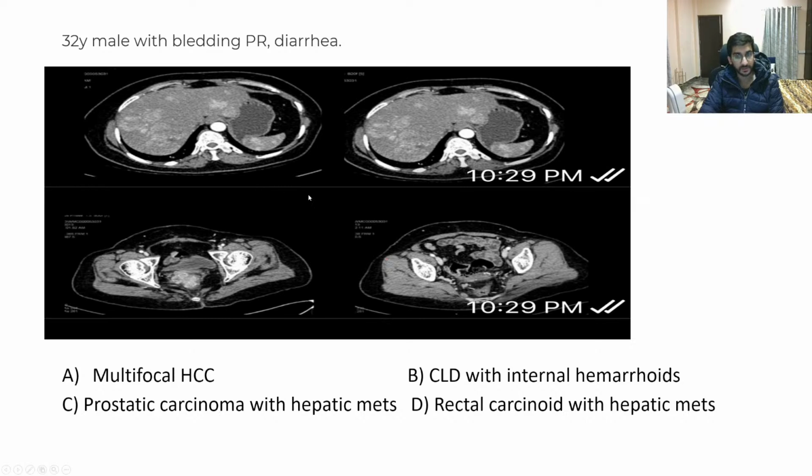which are hyper enhancing. Usually prostatic carcinoma metastasizes to bones, as we all know, with sclerotic mets to the bone. CLD with internal hemorrhoids: this is not a picture of CLD. The liver looks normal, and CLD doesn't show these multiple enhancing lesions. So the answer was rectal carcinoid with hepatic mets. This was a double point question in the quiz. So moving on to the next question.